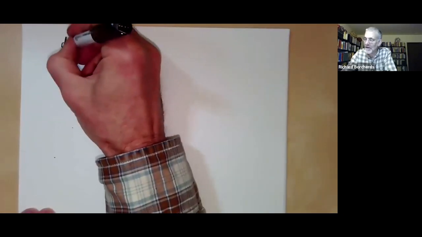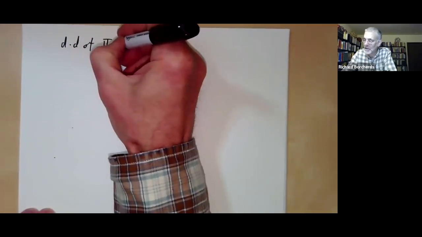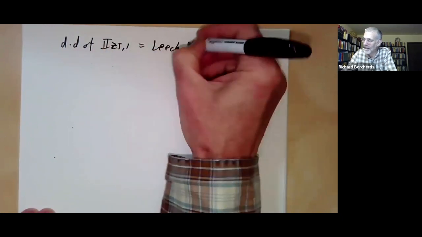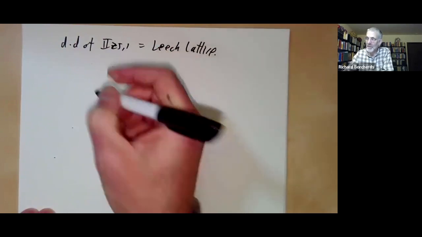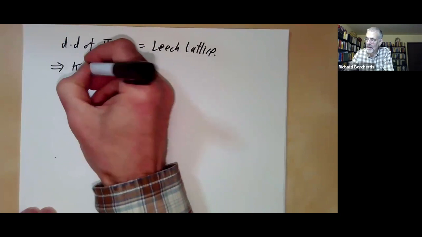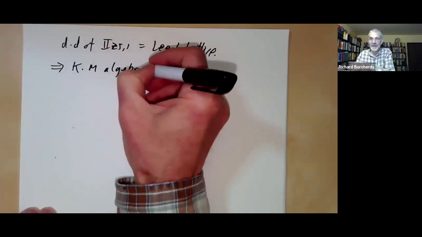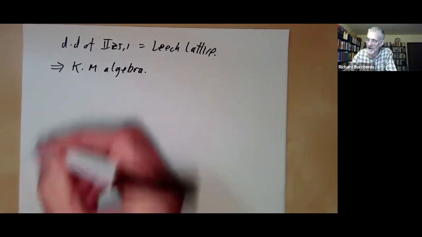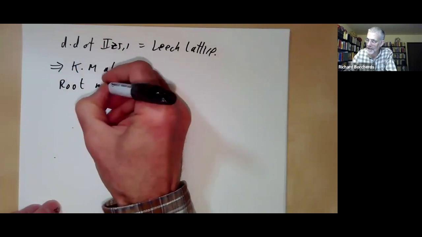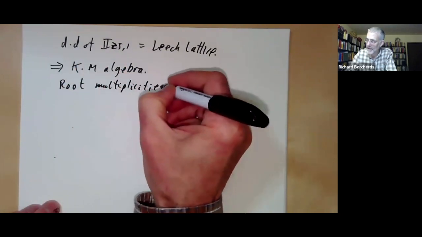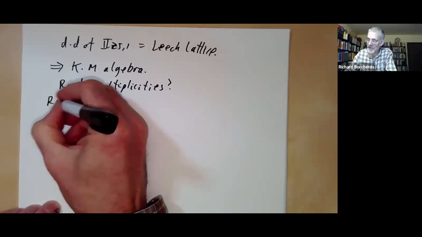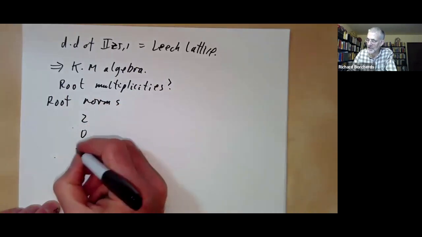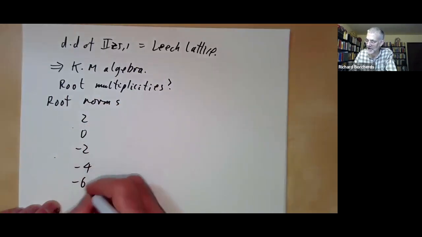So let's take the Dynkin diagram of II_{25,1}, which is equal to the Leech lattice. So we can make this into a Kac-Moody algebra just by taking the usual generators and relations, and we can ask what its root multiplicities are. Well, the roots can have the following possible norms. It can have norm 2 or 0 or -2 or -4 or -6 and so on.